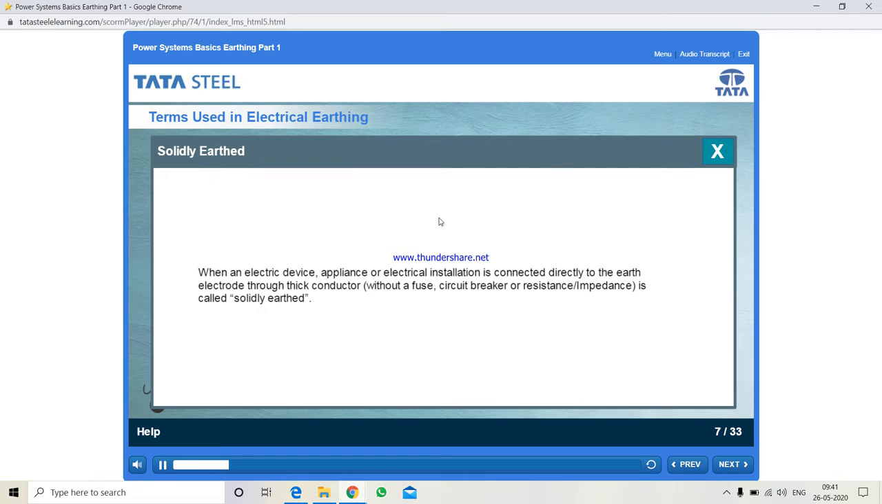Solidly earthed. When an electrical device, appliance or electrical installation is connected directly to the earth electrode through thick conductor without a fuse, circuit breaker or resistance or impedance, it is called solidly earthed.